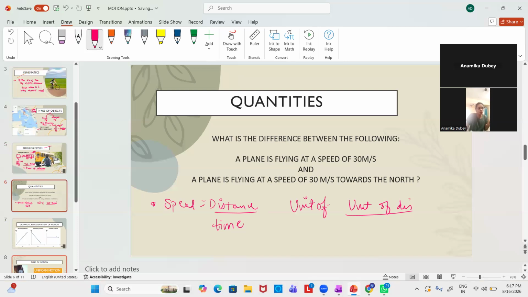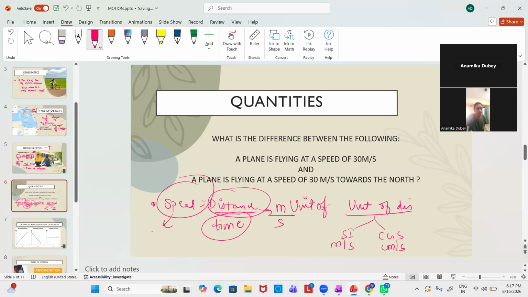If you want to calculate the unit of speed, speed ka unit will be distance ka unit upon time ka unit, and the distance unit we know is meter, and time is second. So the unit for speed is meter per second. The SI unit is meter per second and the CGS unit is centimeter per second. We have one more unit, FPS, but that is not required here. Now, understanding a few important concepts. We know speed is a scalar quantity.